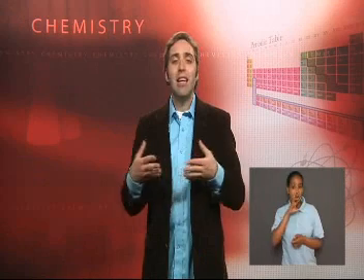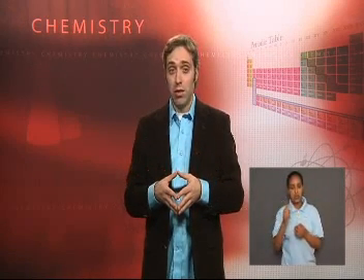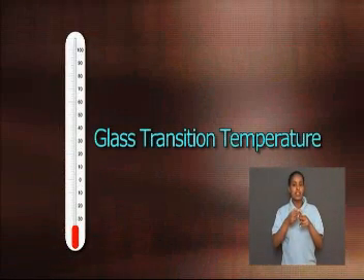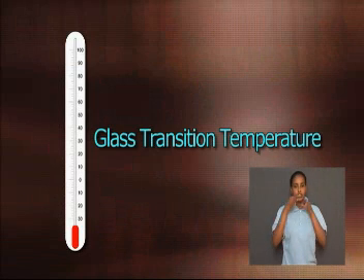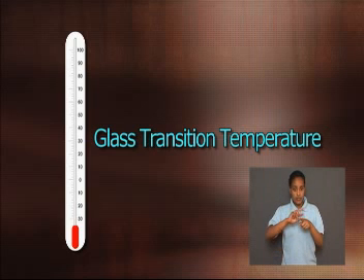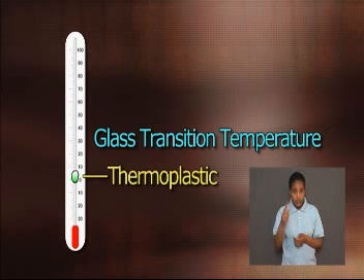Thermoplastics are elastic and flexible above a certain temperature level. This level is called the glass transition temperature. It is the reversible transition in amorphous materials from a hard and brittle state to a molten, rubbery state. Each thermoplastic has a different glass transition temperature.